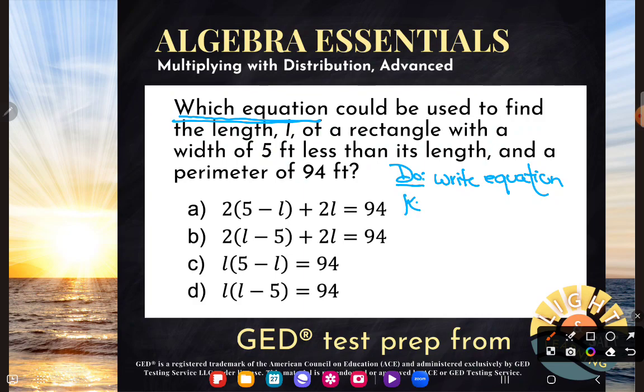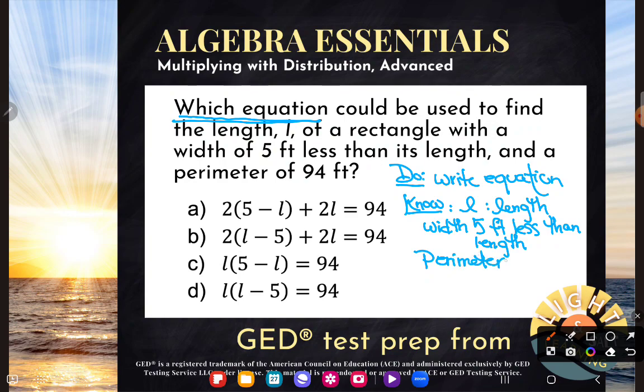And what do we know? Well, I'll tell you one thing. We don't know the length, but we do know that they want us to use the variable L for length. And then we know that the rectangle has a width that's 5 feet less than length. We're going to have to take 5 feet away from our length to find the width. And then we see that our rectangle has a perimeter of 94 feet.